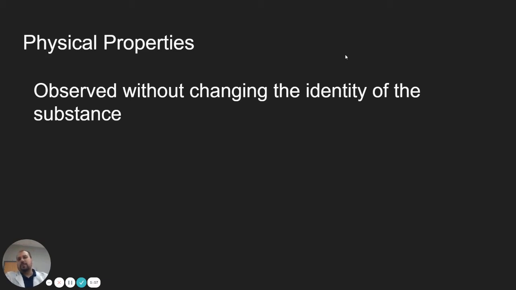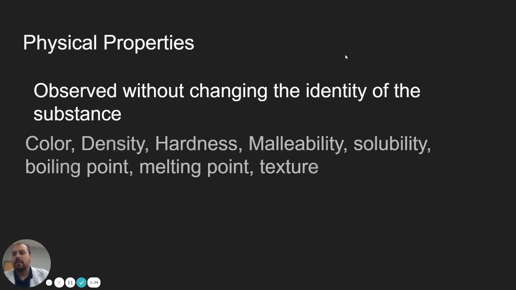Physical properties are properties that can be observed without changing the identity of the substance. So it stays the same stuff. Examples of these are color, density, hardness. Malleability is the ability to be molded and shaped. Metal is malleable. Play-Doh is even more malleable because it's squishy. Solubility is how it can dissolve into water. Boiling point is the temperature at which it boils. Melting point is when it melts. Texture is how it feels. So those are all physical properties.